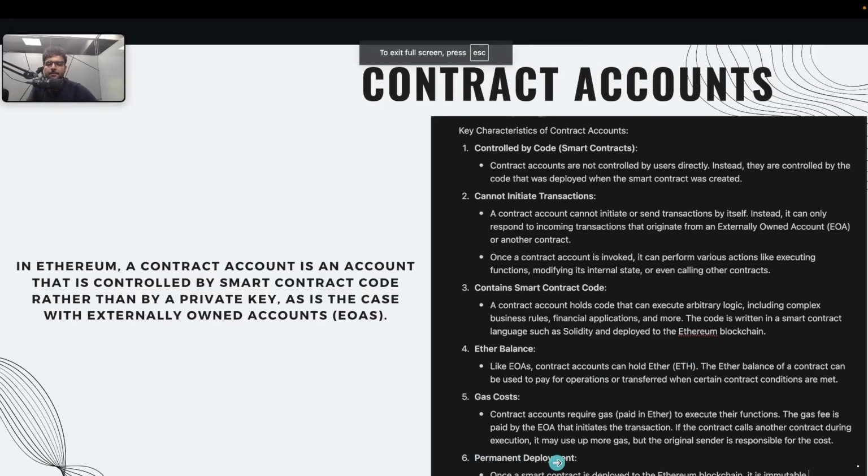And lastly, permanent deployment. In case of Solana, when you deploy a program, can you change it? Yes. In case of Ethereum, when you deploy a contract, can you change it? No. There are nuances to both of these statements. In Solana, you can make the contract immutable. You have to explicitly make the contract immutable, which means it cannot be changed. In case of Ethereum, it is by default immutable.